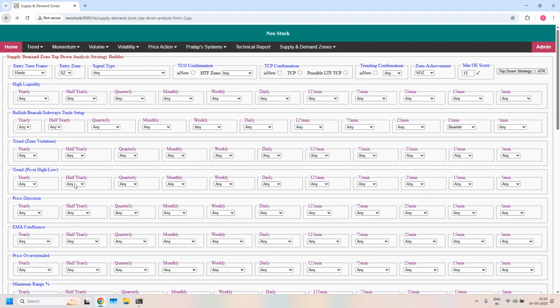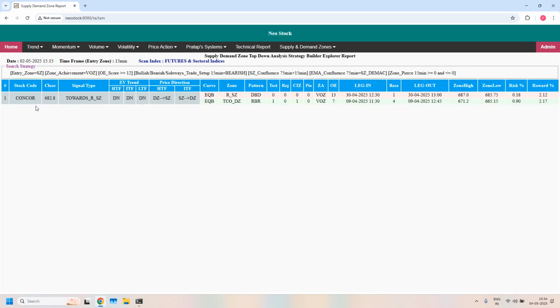Let's verify whether the 75 minute supply zone has daily EMA confluence. By applying the EMA filter, we got 1 stock. So that way this 75 minute supply zone has a higher probability to get success.